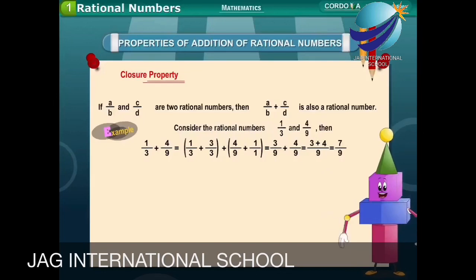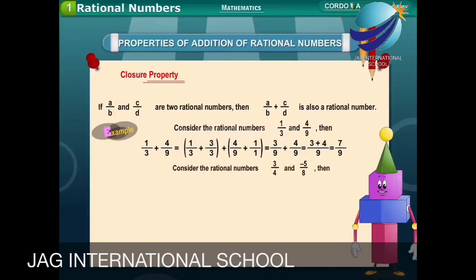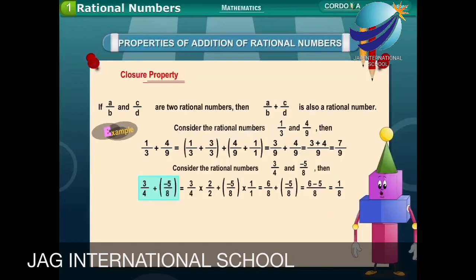Consider the rational numbers 3/4 and -5/8. Then 3/4 + (-5/8) = 3/4 × 2/2 + (-5/8) × 1/1 = 6/8 + (-5/8) = (6 - 5)/8 = 1/8, which is a rational number.